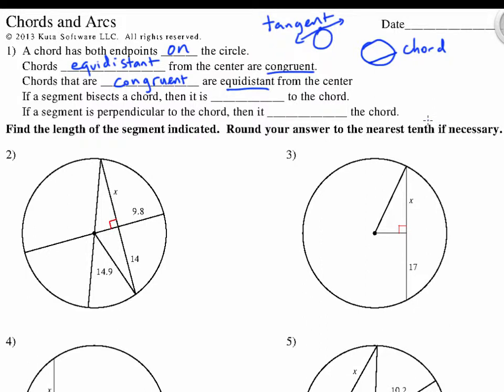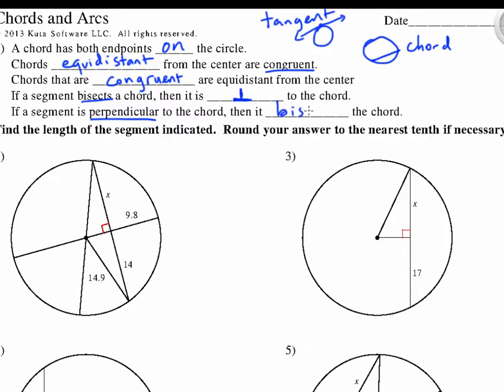We also have another pair of theorems we've talked about. If a segment bisects a chord, then it is perpendicular to the chord. It makes 90 degrees. On the other hand, the converse is also true. If a segment is perpendicular to the chord, then it bisects the chord.